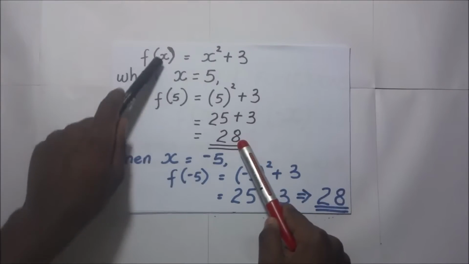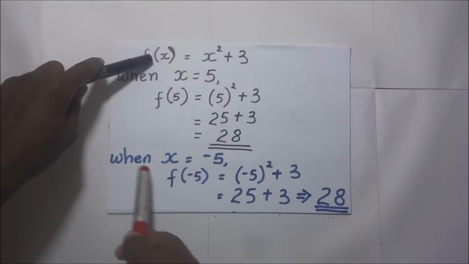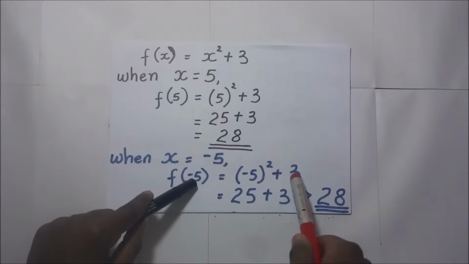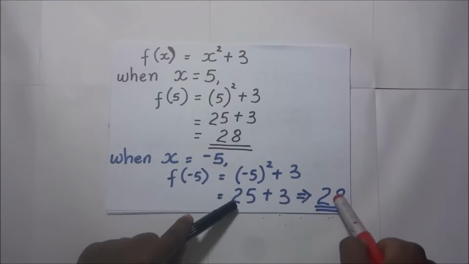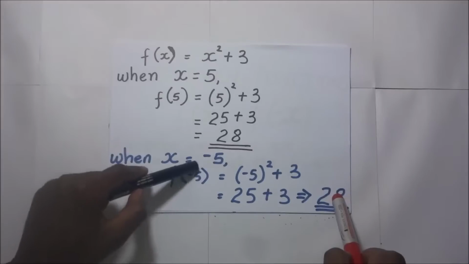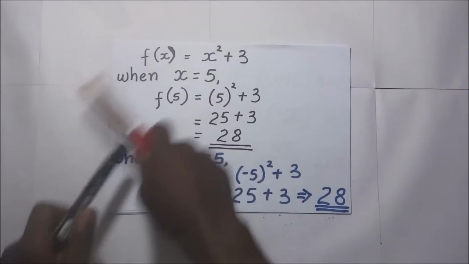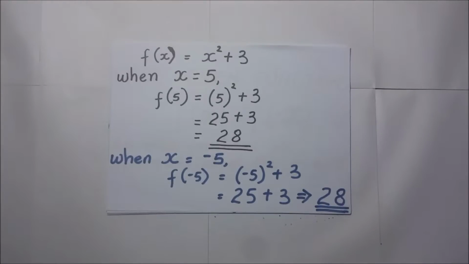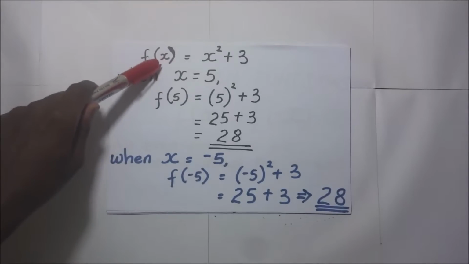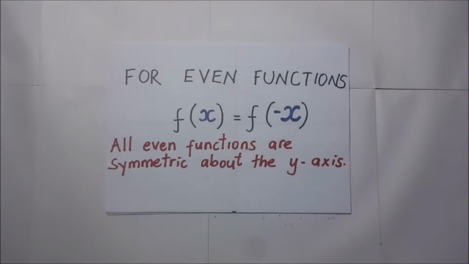That is when we put 5 in the place of x. So now let's go ahead and put negative 5 in that same place. When x is negative 5, it becomes negative 5 squared plus 3. It's still giving us 25 plus 3, giving us 28. When we plugged in a positive 5, it gave us 28, and when we plugged in a negative 5, it still gave us 28. So that property makes this an even function. Again, an even function is one where when you plug in a negative x in the place of x, the same function will return. And that is exactly what we mean.